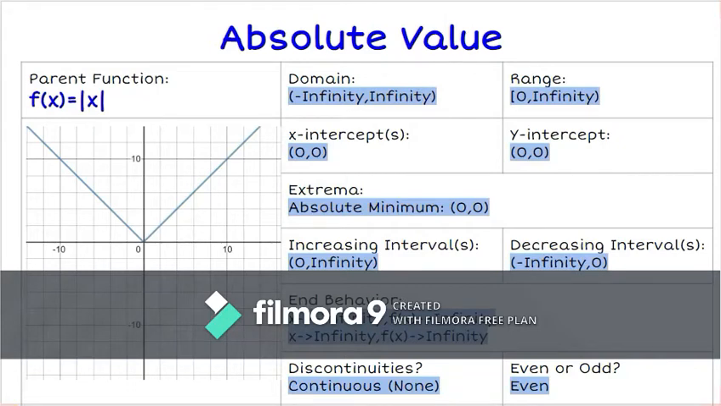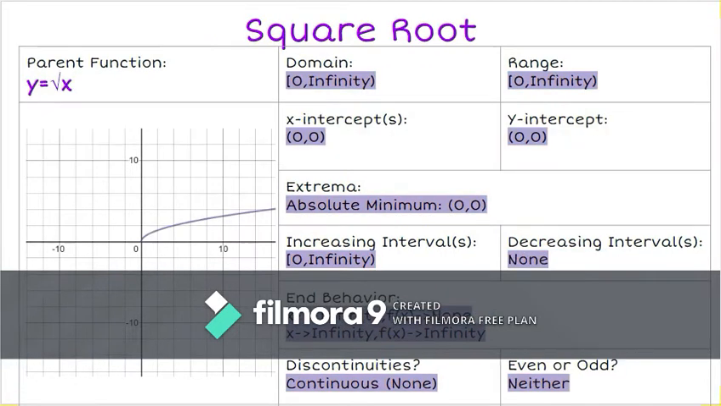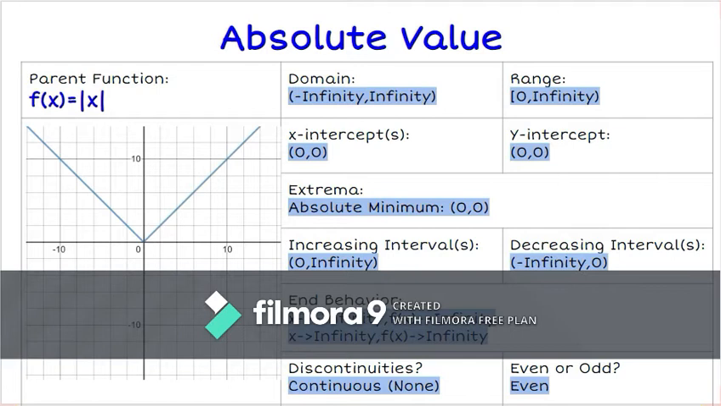Alright, hello, howdy. My two graphs are absolute value and square root, so I'm going to be going over absolute value first. So let's start with the domain and the range.